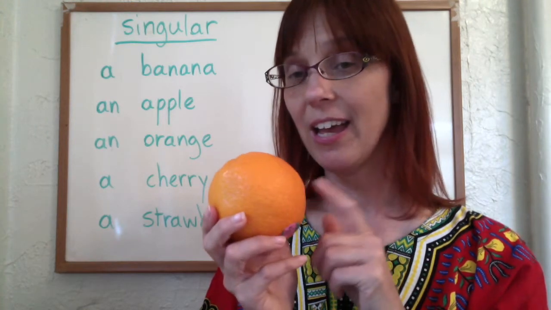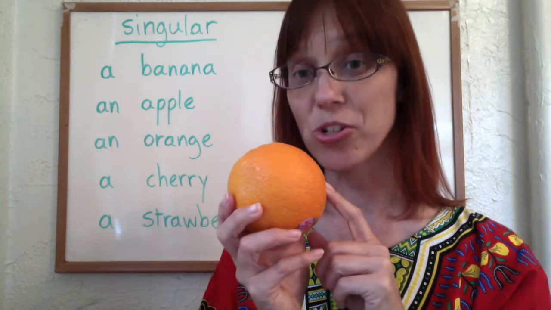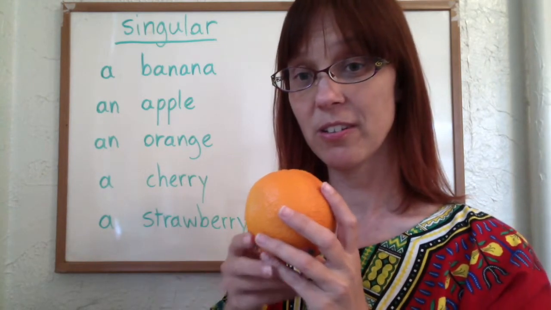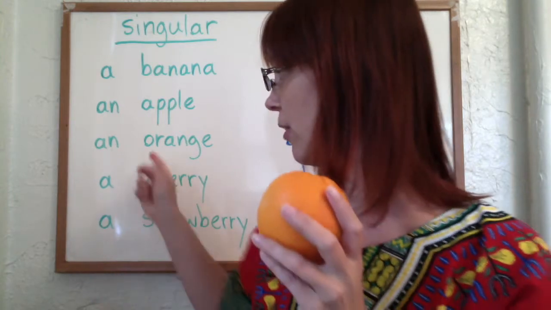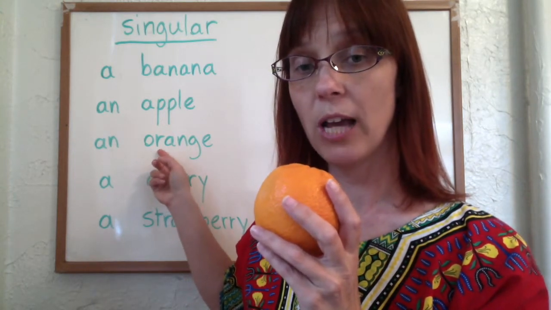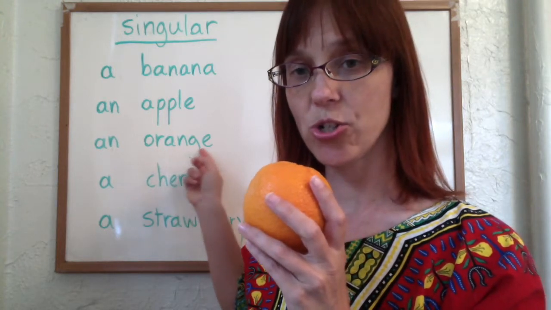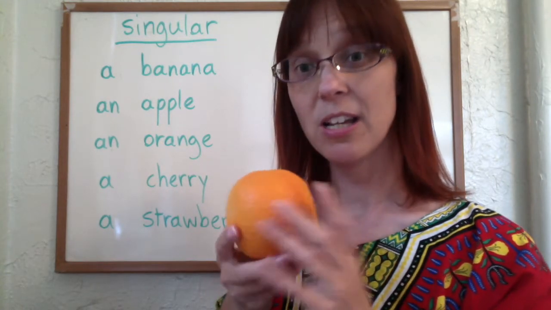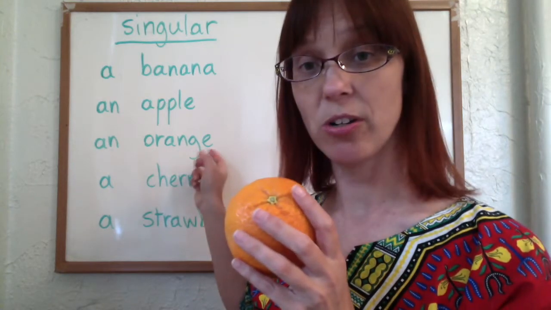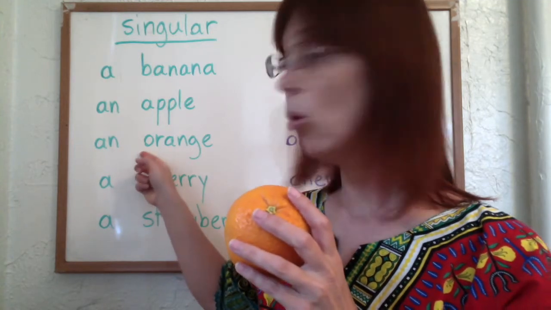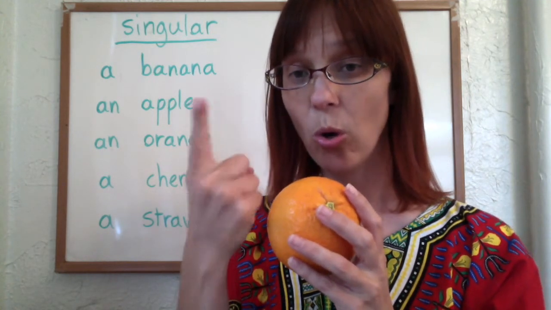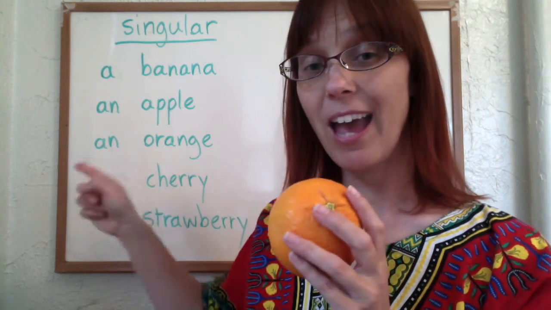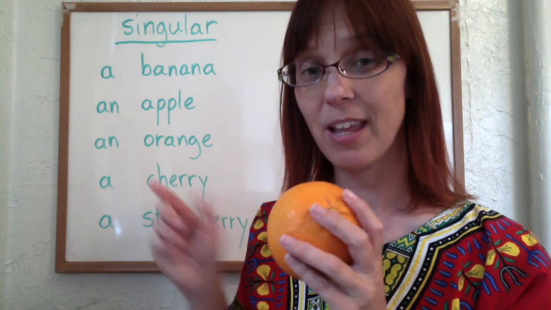I have an orange. The pronunciation is a little tricky. It's with O, and then R, R, R, orange. And this GE together sounds like the letter J. Orange. There are two syllables. I have an orange.